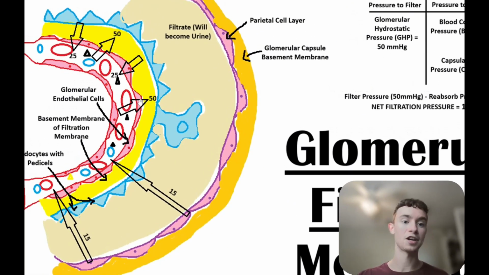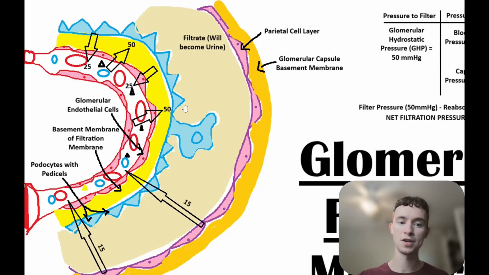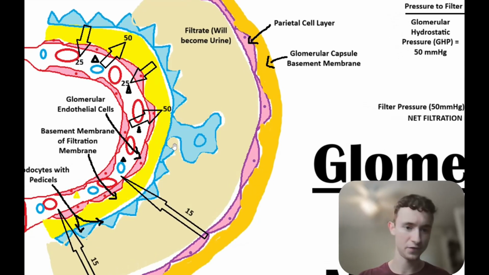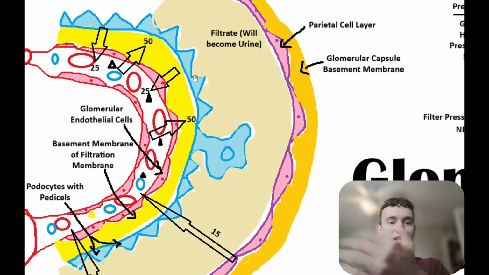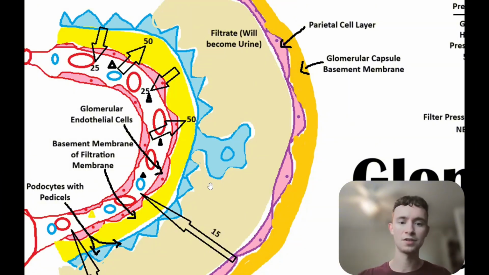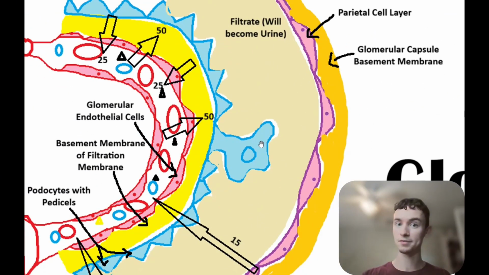Okay, so let's talk about the pressure. So these pressure numbers, these are all pressures, and these are under normal circumstances. Okay, there's a lot of things that could change, but we're going to talk about normal kidney function. Okay, so I've drawn out arrows and in arrows. The out arrows represent the pressure to filter, and then the in arrows, anything facing towards the blood vessel, is representing pressure to reabsorb, so not filter.